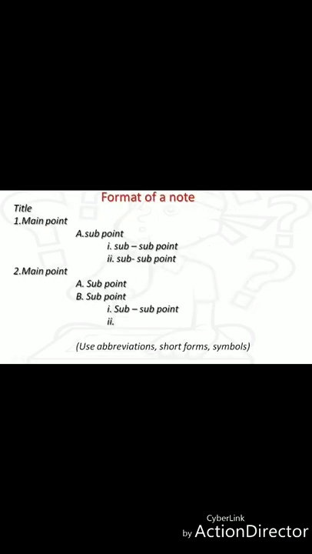This is the format of a note. You will give the title, then you can divide it like this. You can first give a main point and number it with 1, 2, 3, all the main points. Then if the main point has further a sub point, you can give them the numbering as capital alphabets A, B, C. Then if they further have sub points, you can give them Roman numbering, like you can see over here. You should use abbreviations, short forms and symbols so that you can easily refer to it whenever you need it.